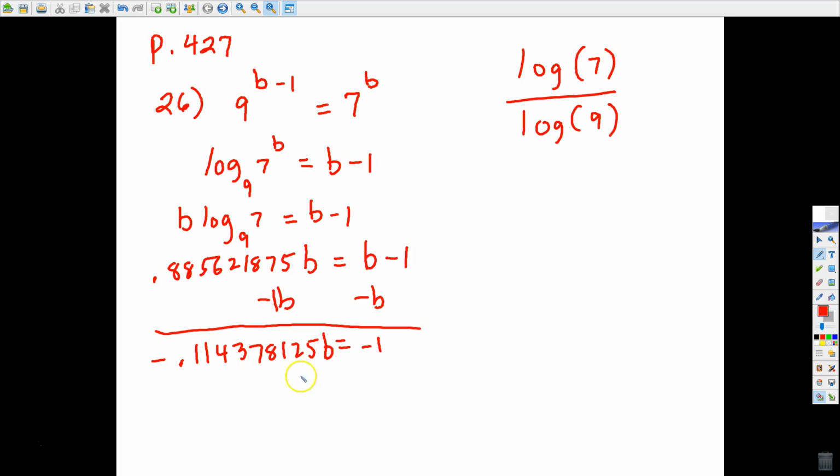And so now we need to divide by this decimal on both sides. So in my calculator, I'll just go ahead and clear it, and I will do negative 1 divided by that big long decimal, negative 0.114378, and that ends up being 8.7429. And that is the answer for number 26.